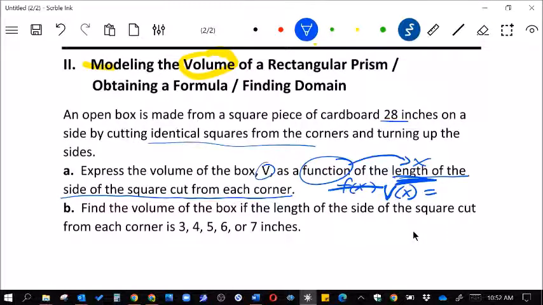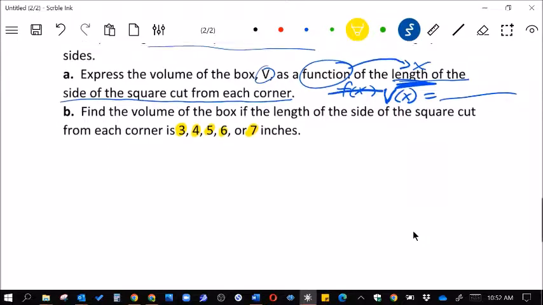So the volume, based on the length of that little square side, will be equal to something. Let's figure out what it is. And then we are going to find the volume if the length is 3 or 4 or 5 or 6 or 7, so we're actually going to have to give 5 answers here. This is one of those where I think it's really cool to make a nice little graphic to get an idea what it looks like.